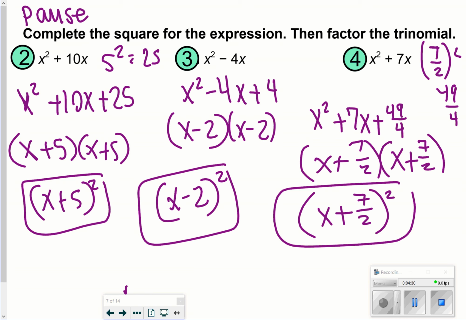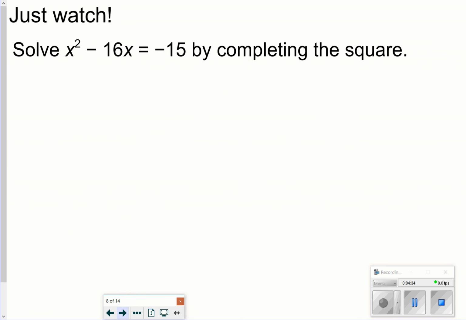Okay, so these have been pretty easy. The next thing we're going to look at is this. What happens when not everything is on the same side? Well, in this case, we would still find the perfect square, and we would still follow the same steps, but now we just have something on the other side of that.